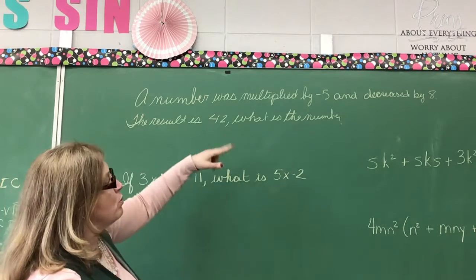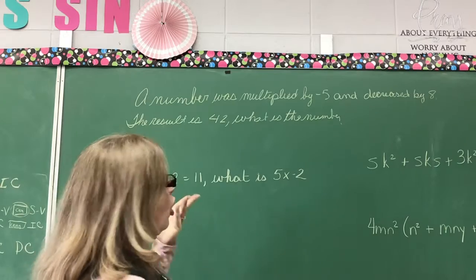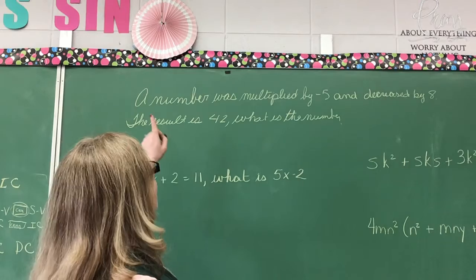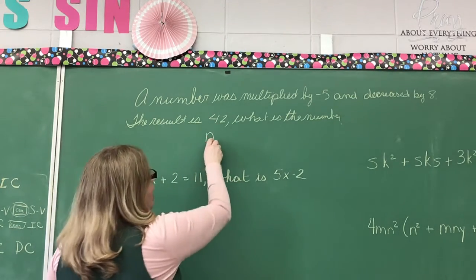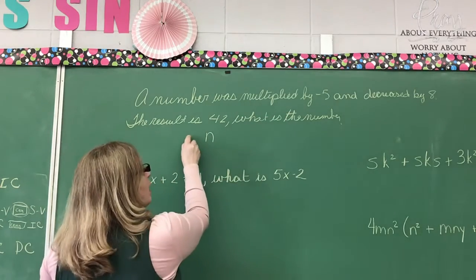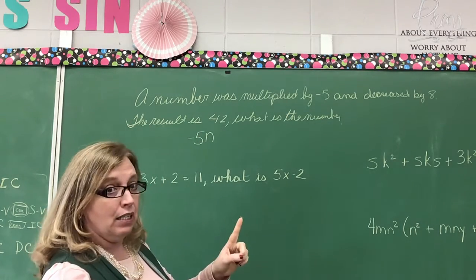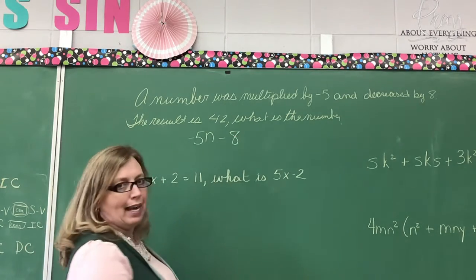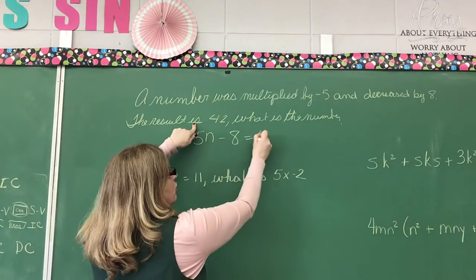It says a number was multiplied by -5 and decreased by 8. The result was 42. What was the number? Okay, so we've got to think this through. It says a number, so let's take the number n. N was multiplied by -5, so let's multiply it by -5. Now we have -5n. And decreased by 8, so we're going to subtract 8. And it says the result is, so the word "is" means equals 42.